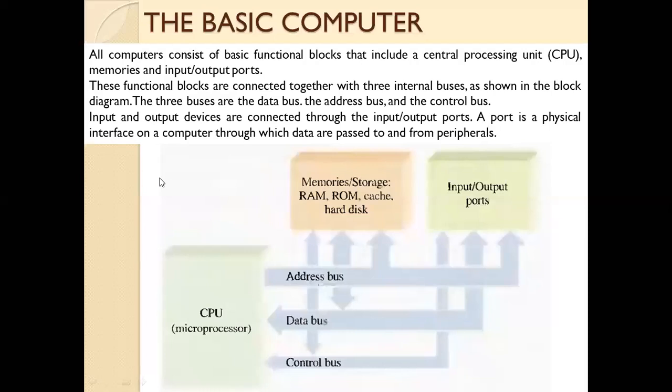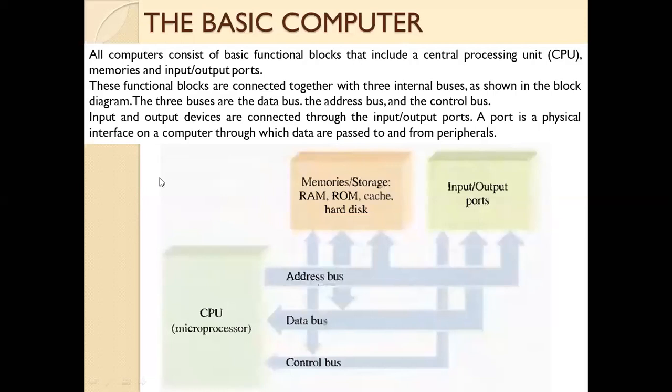memories, and input-output ports. These functional blocks are connected together with three internal buses, as shown in the block diagram. The three buses are the data bus, the address bus, and the control bus. You already studied those buses. I will give some more detail of those buses.